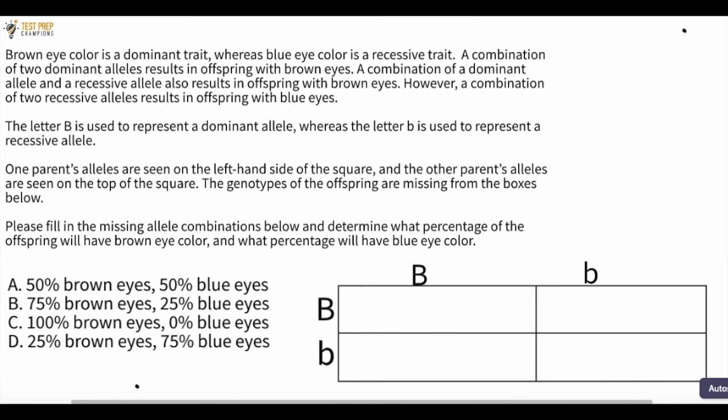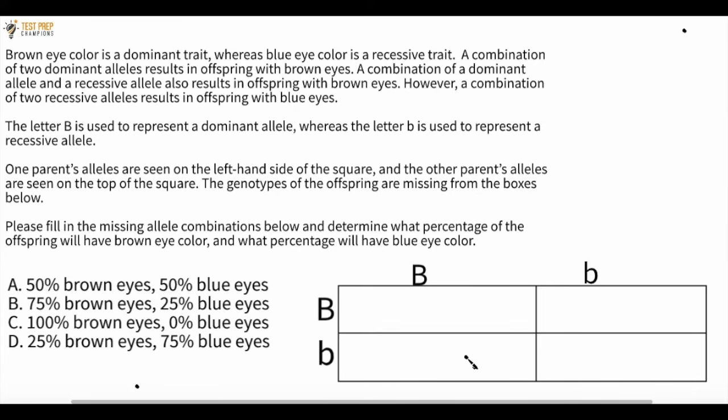Okay, so the next question here, the text is exactly the same, so I'm not going to reread it. If you watched the last question, then this text is exactly the same. The difference now is in the allele combination. This time one parent has the combination of big B, little b, and the other parent also has the combination of a big B and a little b.